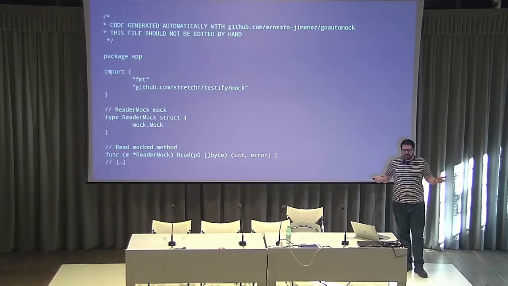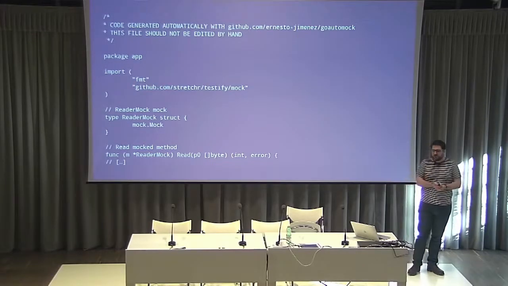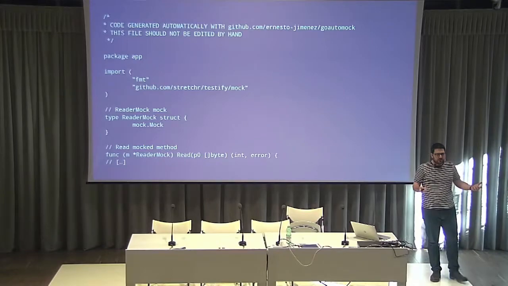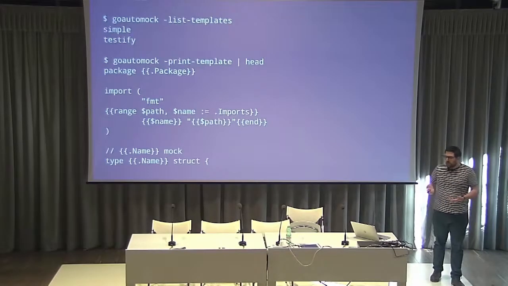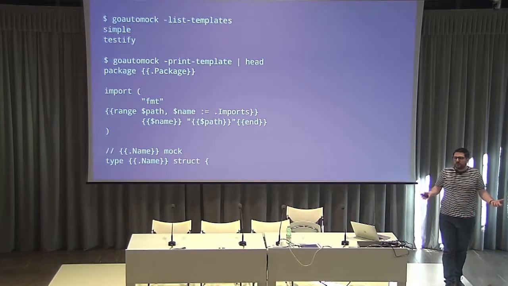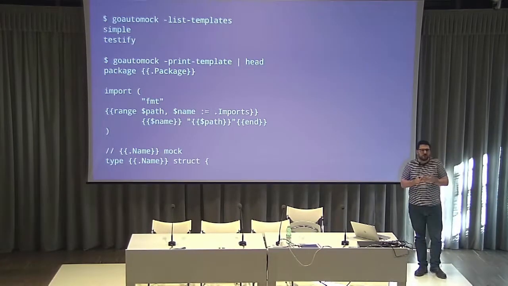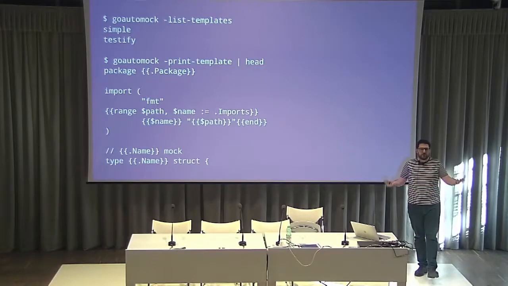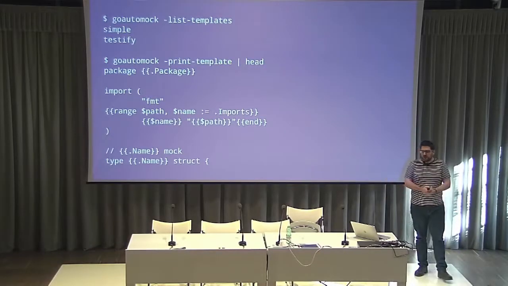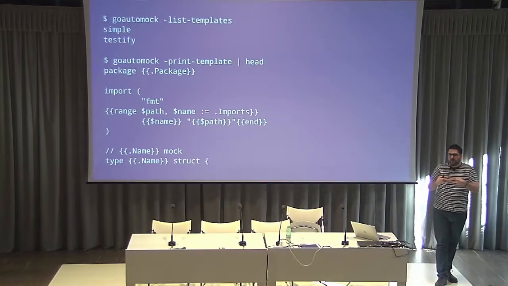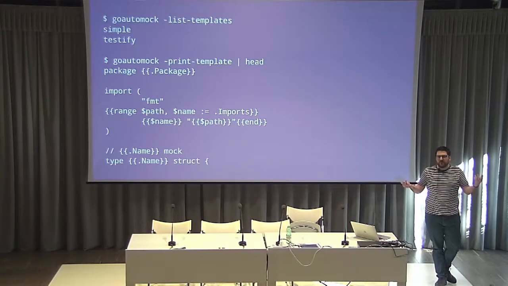And another thing that I realized is, well, we are using templates to generate all this code. So why don't we allow you to configure what template you want to use? I like using Testify for the mocks. Matt, for example, likes using some other syntax or some other package. So Go Automock comes with a couple of templates pre-embedded, but I allow you to specify another template.